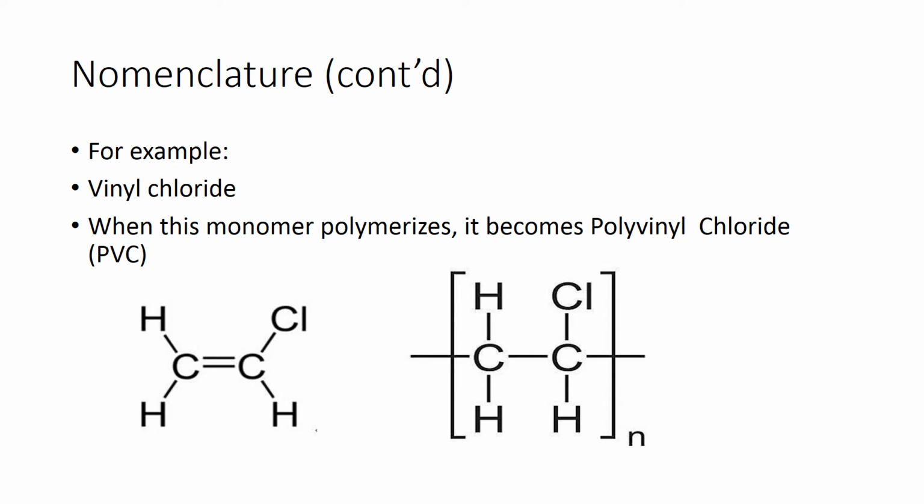For example, the one on the left is the Lewis structure for vinyl chloride. And when this monomer polymerizes, it becomes polyvinyl chloride. You put a bracket, you open the double bond, make it become a single bond, and then you put an n outside the bracket.